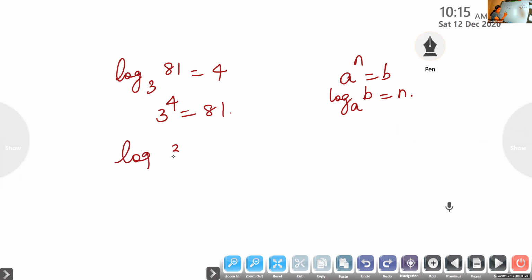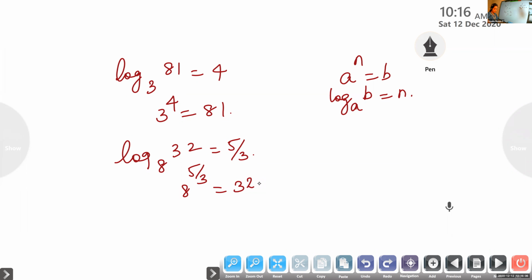Log 32 to the base 8 is 5 by 3. So what is the corresponding exponential form? Annex. Ma'am, 8 raised to 5 by 3 is equal to 32.